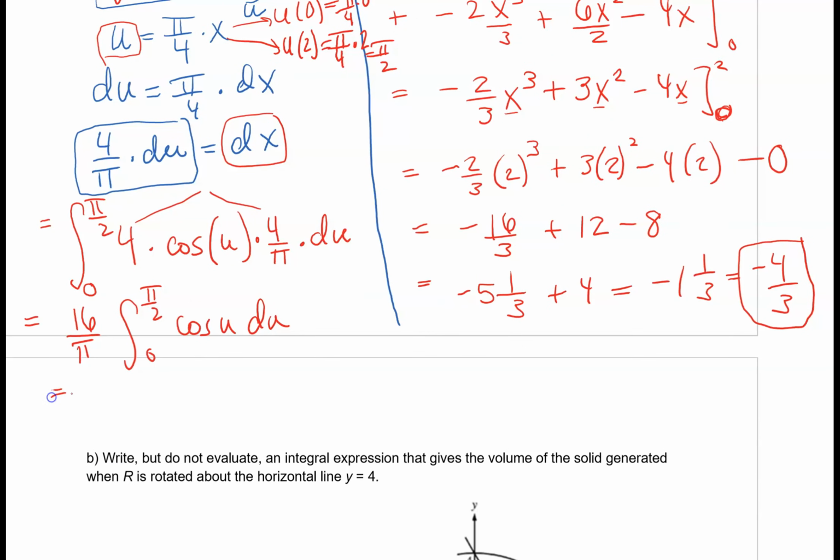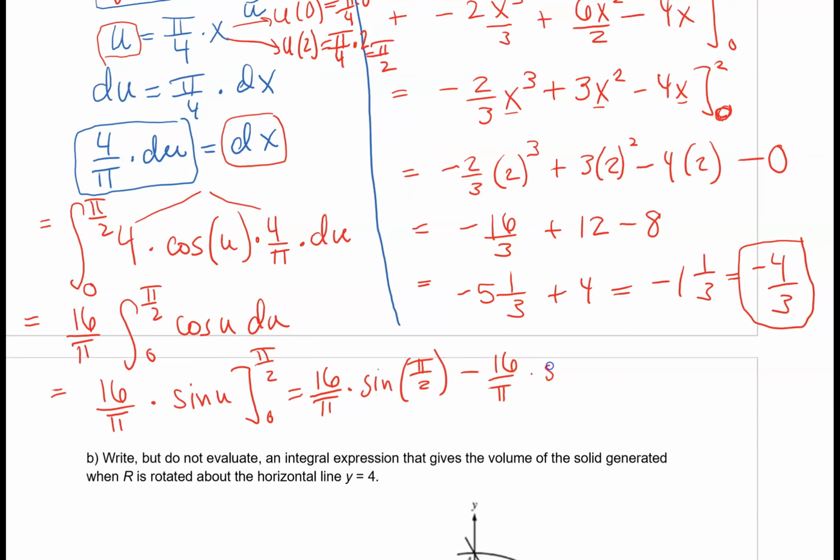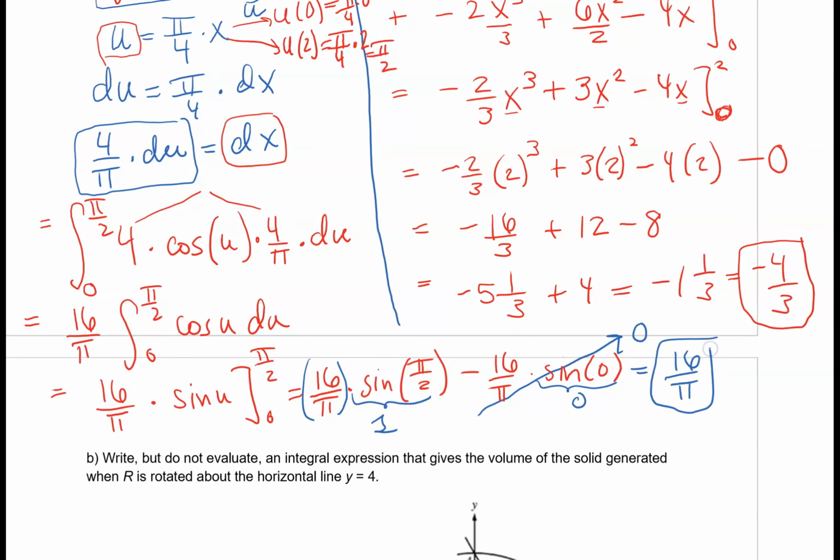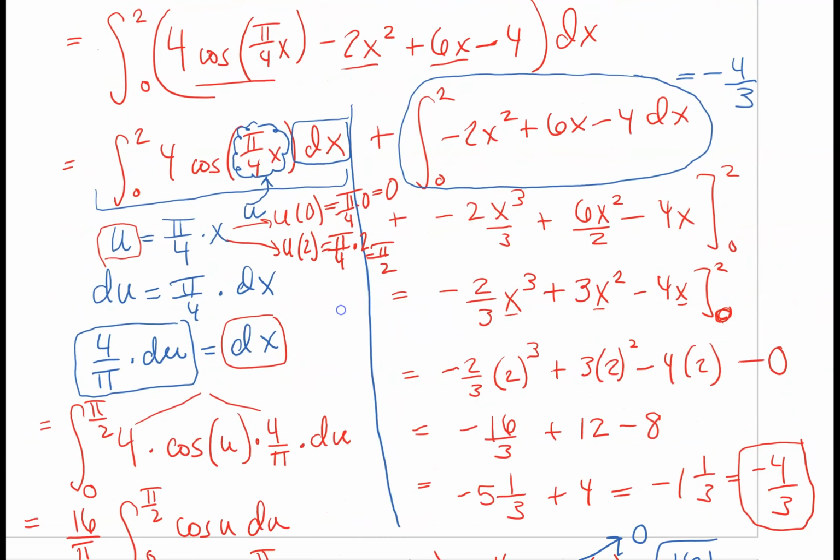And then I'm just left with the integral of cosine u du. So the antiderivative of that would just be sine u. So it's 16 over pi times sine u, and I'm going to evaluate that from 0 to pi over 2, which would be 16 over pi times sine of pi over 2, minus 16 over pi times sine of 0. Well, I know that sine of 0 is 0, so that makes this whole second term go to 0. And sine of pi over 2 is 1, so 16 over pi times 1 is just 16 over pi. So that's the value of this first integral, basically this part right here. The value of that is equal to 16 over pi.